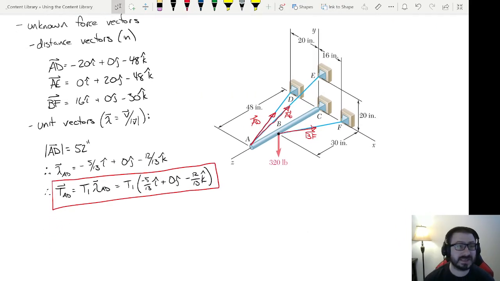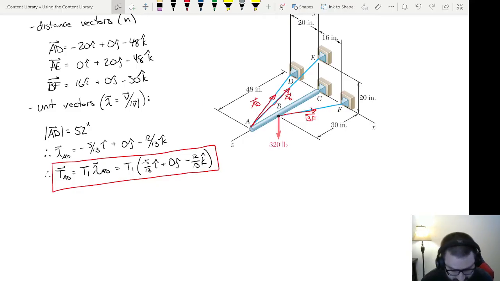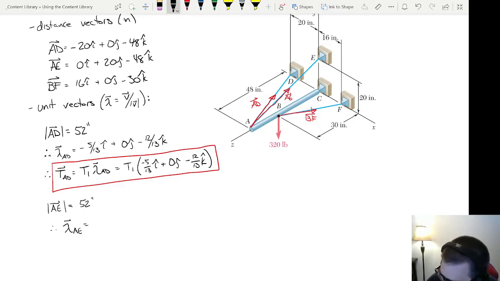So now we just need to do the same thing for the remaining others. So for AE, we just do the same thing, compute its magnitude. We also get 52 inches. So we get a somewhat similar looking vector for AE, although we have to switch some values around. So we get 0i plus, and this one ends up being 5 over 13 j, and then minus 12 over 13 k.